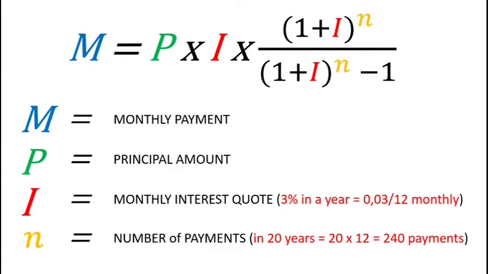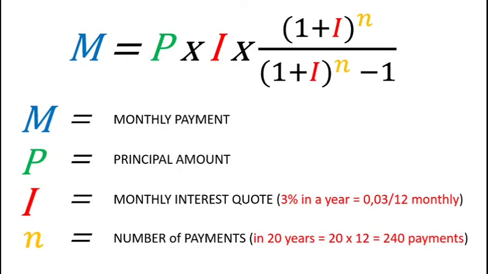M is the monthly payment we want to calculate, P is the principal amount, I is the interest quote. The interest quote is equal to the interest rate, divided by 12 months. The most used mortgages are monthly payment mortgages. If you want a mortgage to be paid every 6 months, for example, you have to divide the interest rate by 2, as in a year, you pay 2 times.